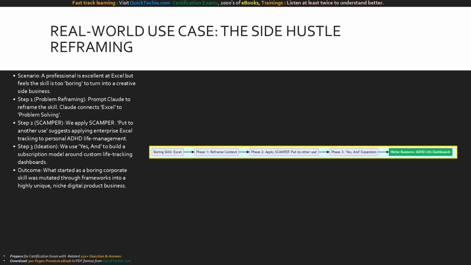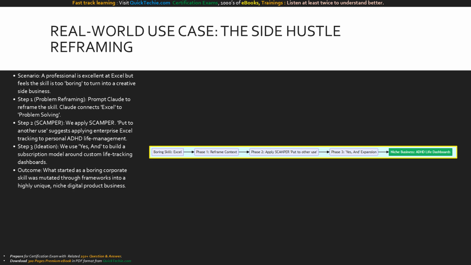Let's put all of this together in a real-world use case, the side hustle reframing. Imagine a professional who is incredible at Microsoft Excel. They want to start a side business, but they think, Excel is too boring. I'm not creative enough. Step 1. We use Claude for problem reframing. We ask Claude to reframe the skill. Claude points out that Excel isn't about spreadsheets, it's about finding order in chaos.